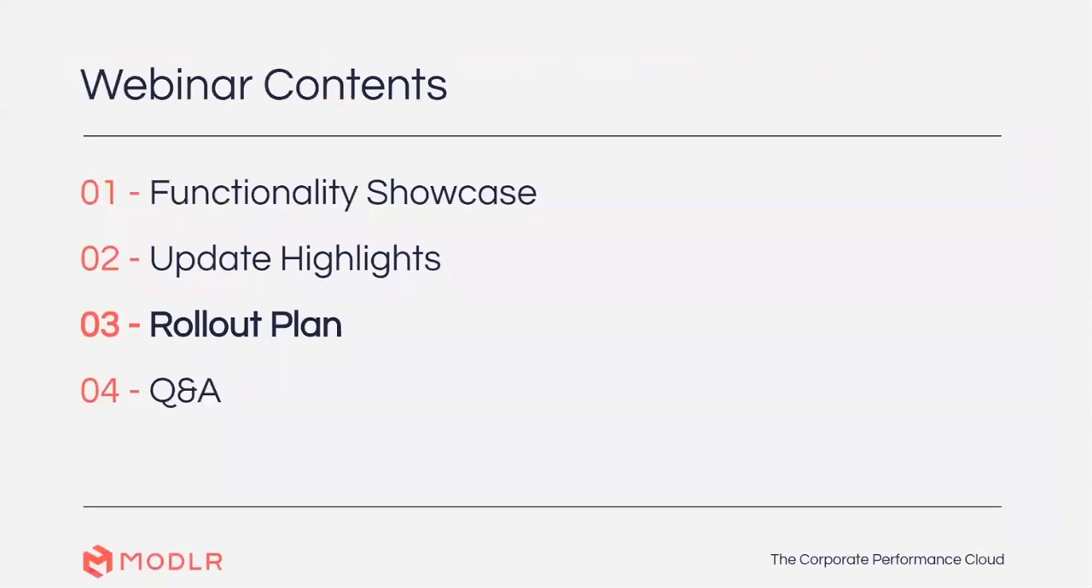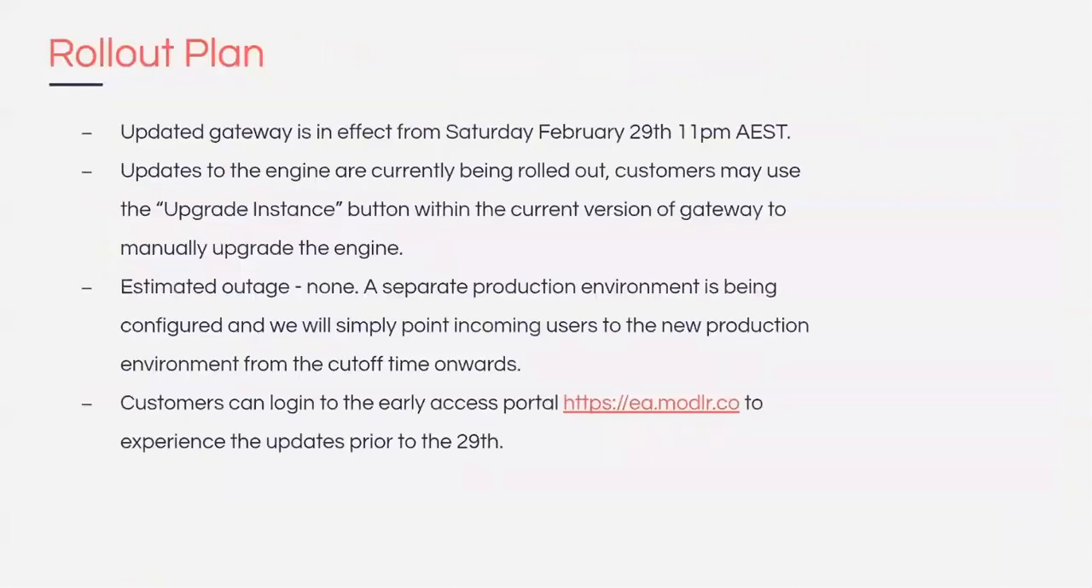So speaking of the rollout plan, the updated gateway will kick in from this weekend, 11 p.m. on Saturday, Australia Eastern Standard Time. I'll just mention that the engines are already rolled out. You can upgrade if you want, just by clicking the upgrade button that's built into every server instance that you've got. So you can just hit the upgrade button to upgrade it automatically. Otherwise, we've done most of them already, to be honest.